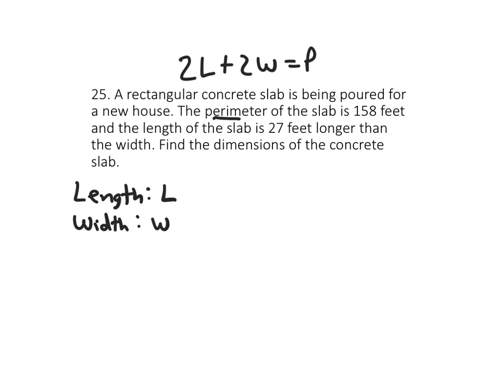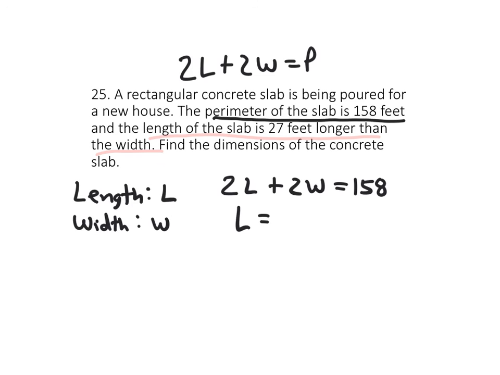We're told first that the perimeter is 158 feet. So 2 times the length plus 2 times the width is 158. The second equation comes from the fact that the length of the slab is 27 feet longer than the width. The length is 27 feet longer than, that tells me to add 27. Add 27 to what? The width. So there's our system. We'll solve that on the next screen.